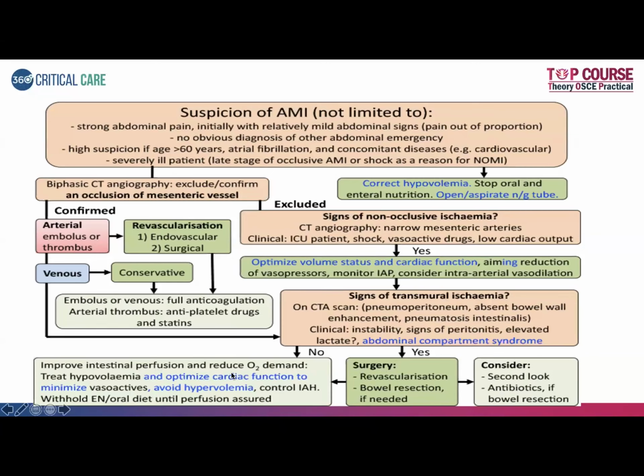Improve intestinal perfusion by maintaining oxygenation, treat hypovolemia, optimize cardiac function, avoid hypervolemia and hypovolemia, minimize vasoactive agents, control intra-abdominal hypertension, and withhold enteral feeding until perfusion is assured. So this is the management aspect. Remember, for venous thrombosis, full anticoagulation. For embolus, full anticoagulation. Arterial thrombus, antiplatelet and statin. For non-occlusive mesenteric ischemia, the main thing would be correcting the etiology.